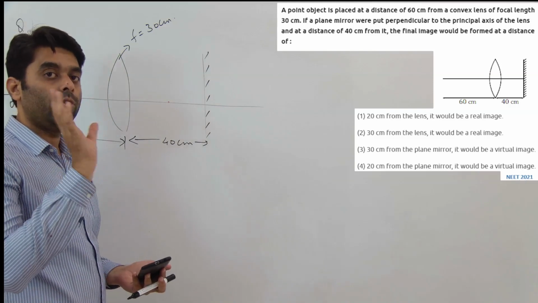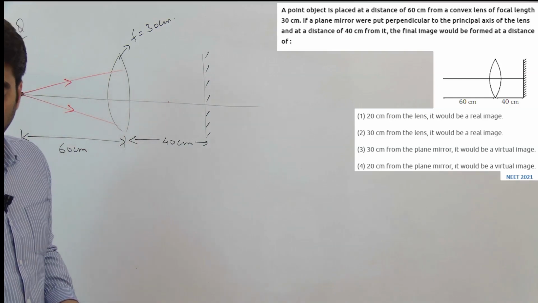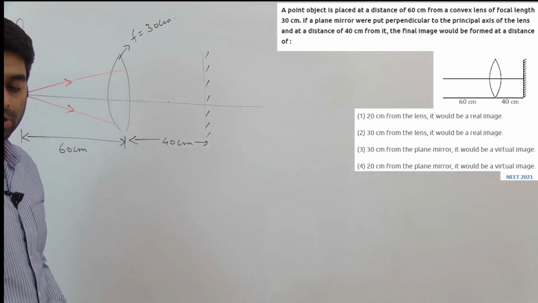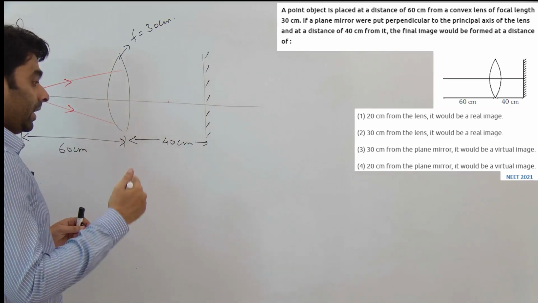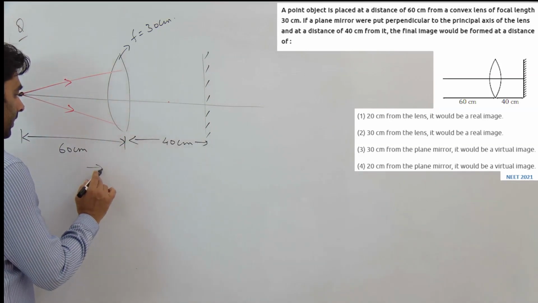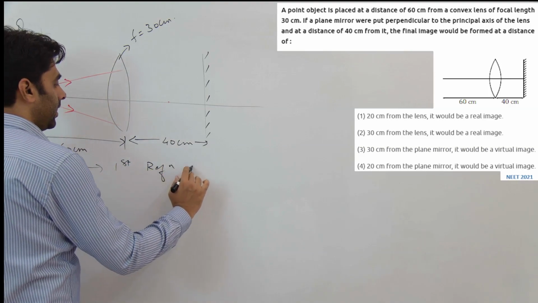And we have to follow the light ray. Light ray means basically this is the object, light will first of all be falling like this on the lens. So first what will happen? First, refraction at lens will take place. First is refraction at lens.